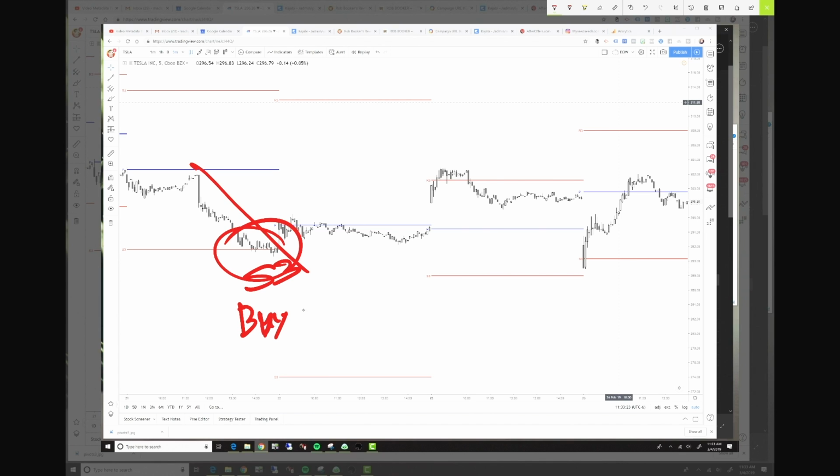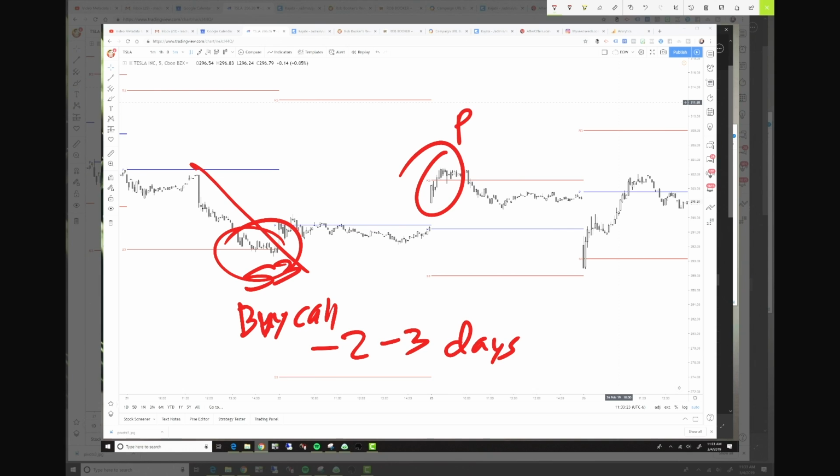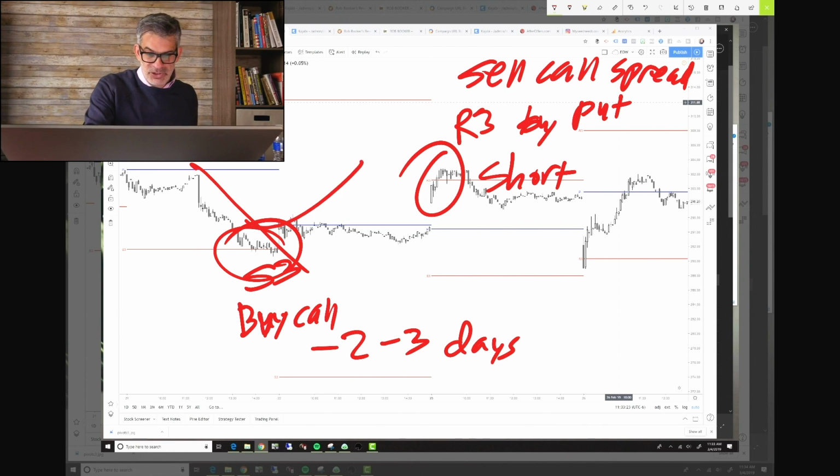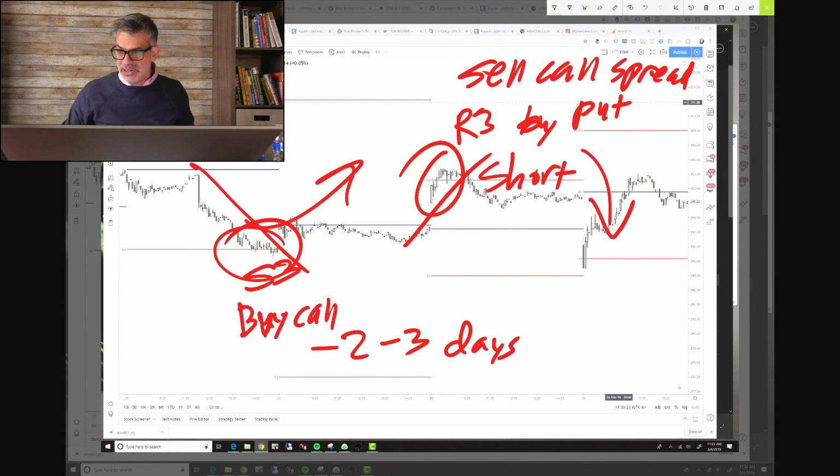buy a call. And that expiration for that call option might be 2 or 3 days even. Just an in-the-money call with an expiration of 2 or 3 days. Or maybe we hit R3. And so we might buy a put or sell a call spread. Or you might just short the shares right here. It hurts my heart to short Tesla. But as you can see, after it hits S3, it jumps up. After it hits R3, it bounces off of it and moves down.